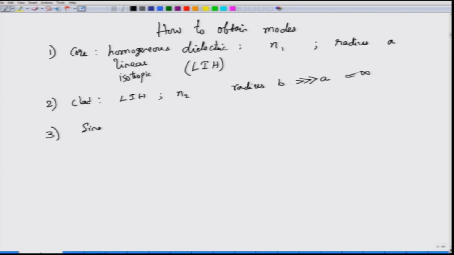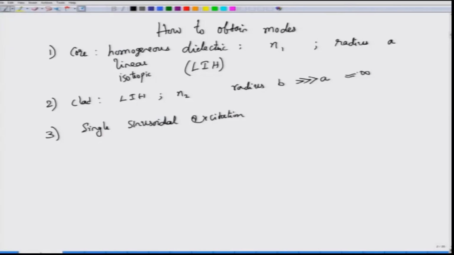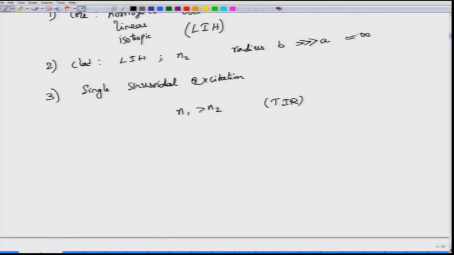We will assume a single sinusoidal excitation. Because the medium is linear, any reasonably complicated waveform can be expressed as a sum of sinusoids. So if I know how the mode behaves for a single sinusoidal frequency, then I can superimpose the solutions and use the techniques of Fourier theory to obtain the response to a complicated waveform. So I'll assume a single sinusoidal excitation. We have spelled out the parameters that we are going to consider. Of course, we know that N1 must be greater than N2 to enable total internal reflection. This is one additional requirement for a single mode optical fiber, and for any dielectric waveguide.